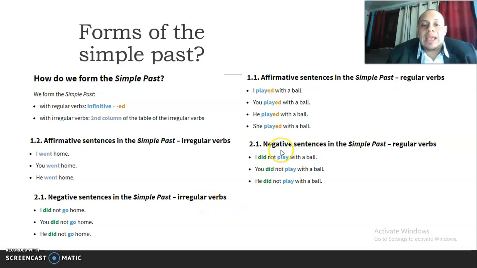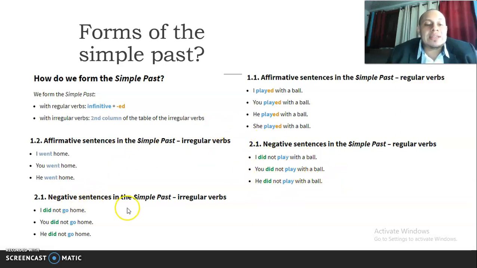And the negative sentence in simple past with regular verbs, all you have to say is I did not, the verb play, and the rest of the sentence, with a ball. You did not play with a ball, and he did not play with a ball. All the cases are the same.